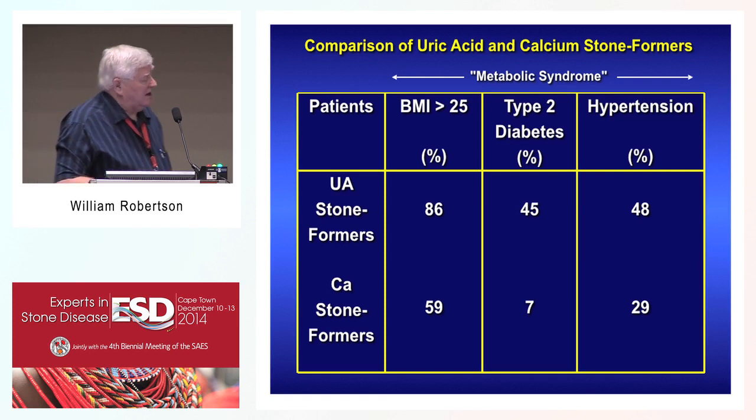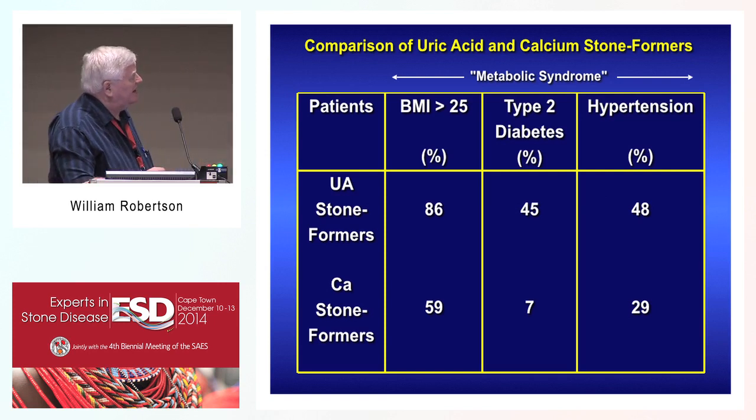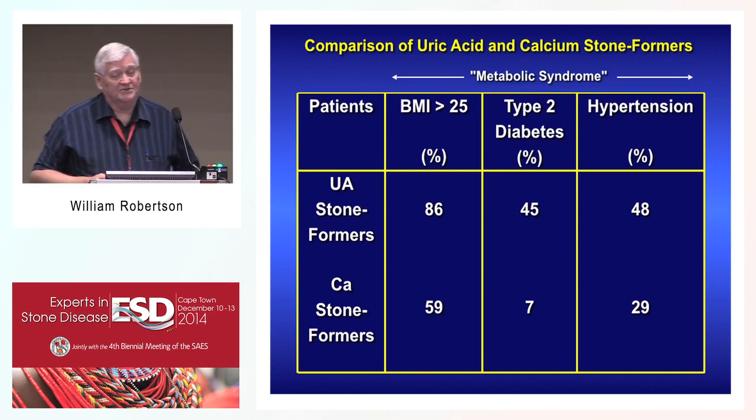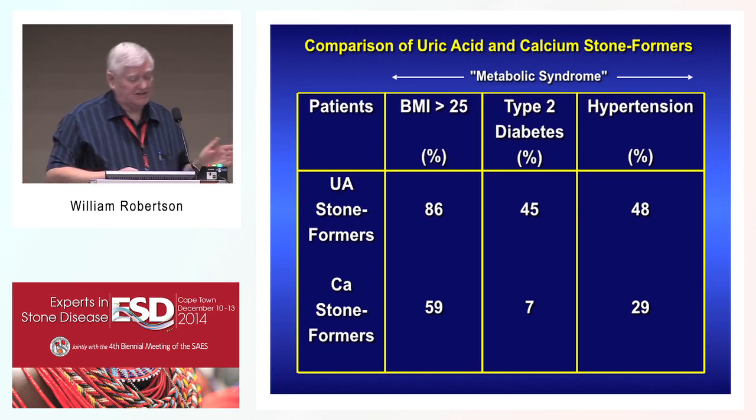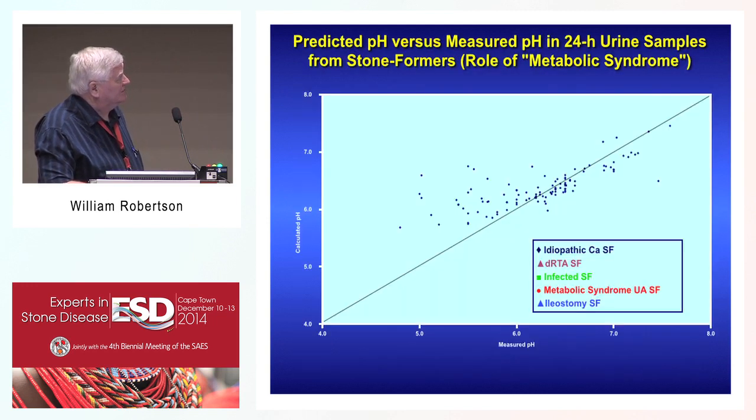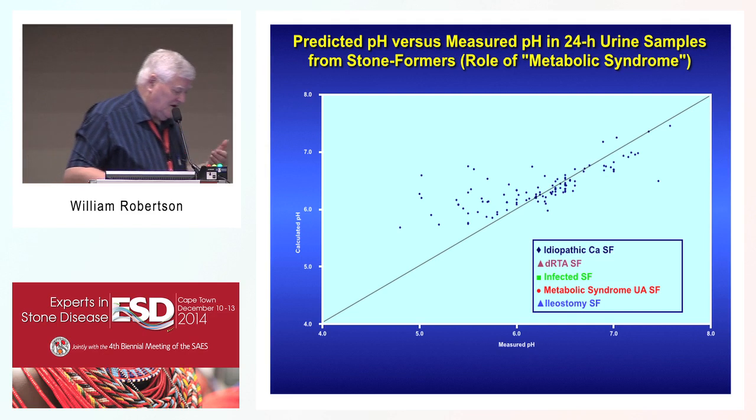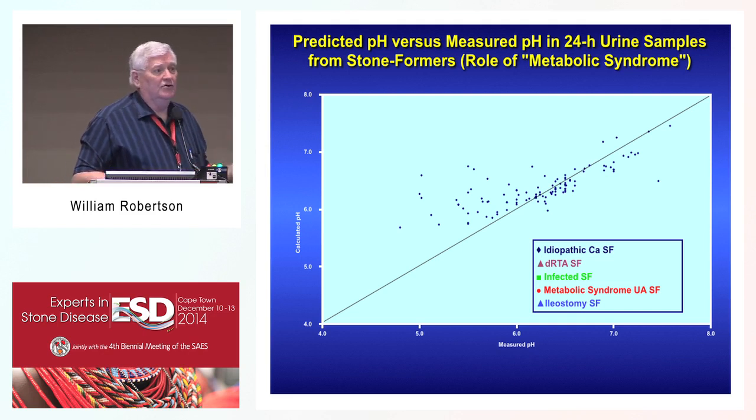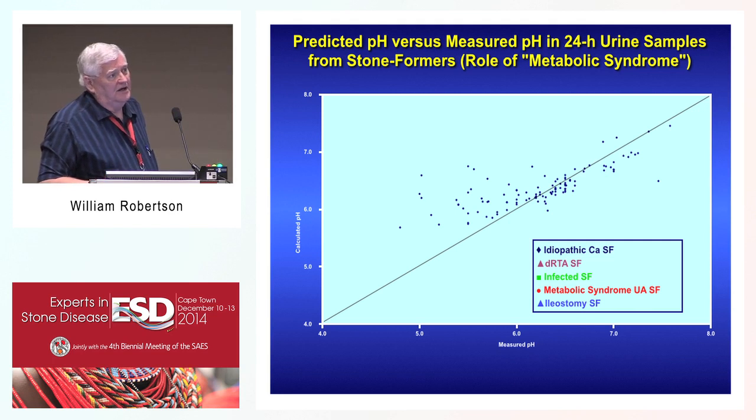And when you look at our uric acid stone formers in the UK and compare them with our idiopathic calcium stone formers, you can see that as a group, the uric acid stone formers had higher BMIs, they had a higher incidence of type 2 diabetes, and they had a slightly higher incidence of hypertension as well. So in our uric acid stone formers, there's clearly more risk of metabolic syndrome.